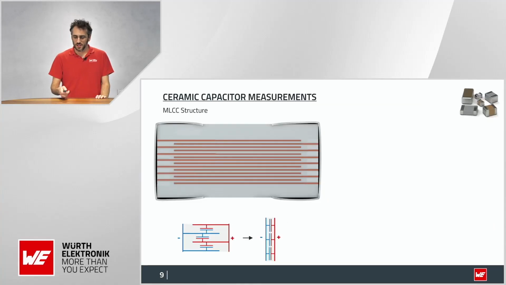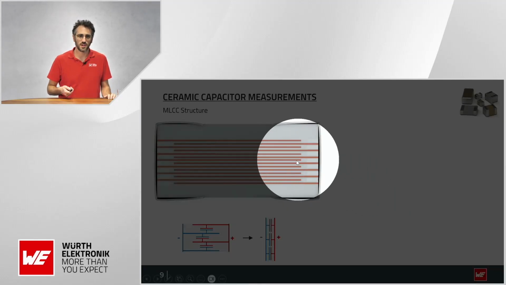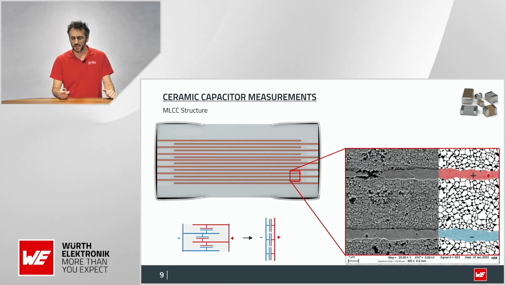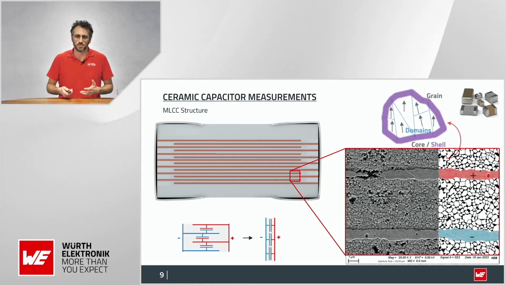Why does it happen? This is a simplified structure of an MLCC. We have very small dielectric layers, which are filled with ceramic, of course, acting as the dielectric material. And I can show you how it looks in reality. We have a more or less regular, uniform grain size, and in these grains we can also represent this like this.